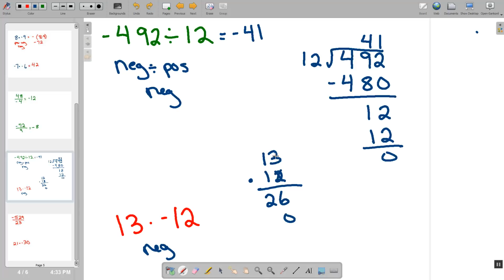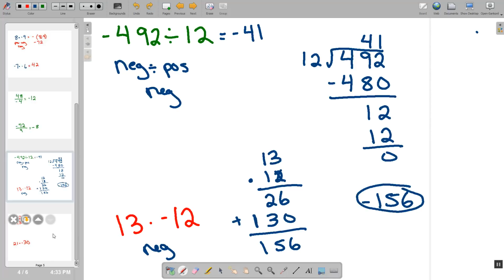Then I have 10 times 3, which is going to give us 30. And then we have 10 times 10, which gives us 100. So 10 times 13 is 130. So then we add these two answers together, which gives us a total answer of 156. Therefore, 13 times negative 12 is going to be negative 156.